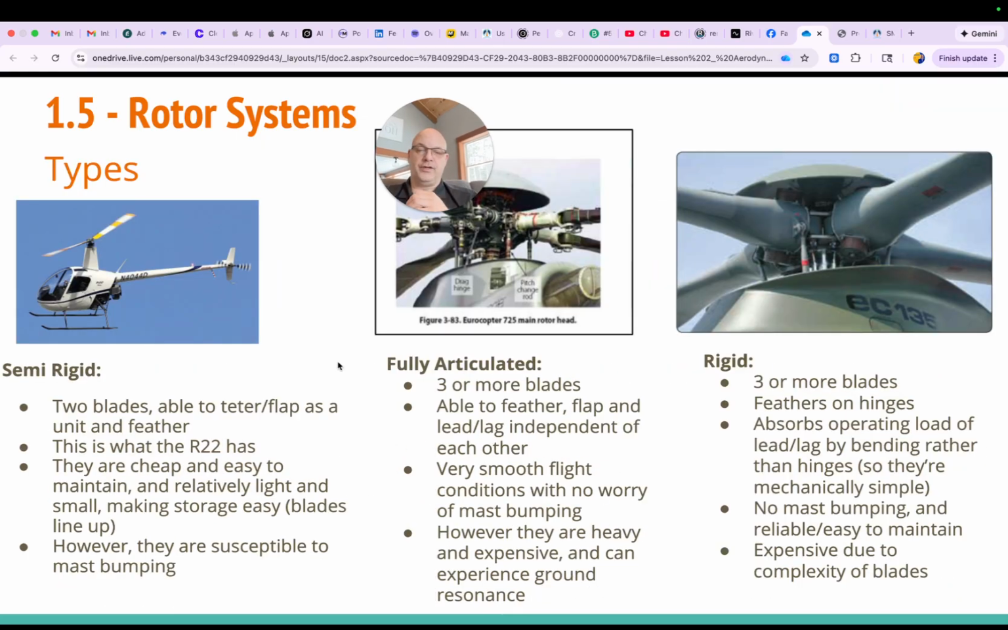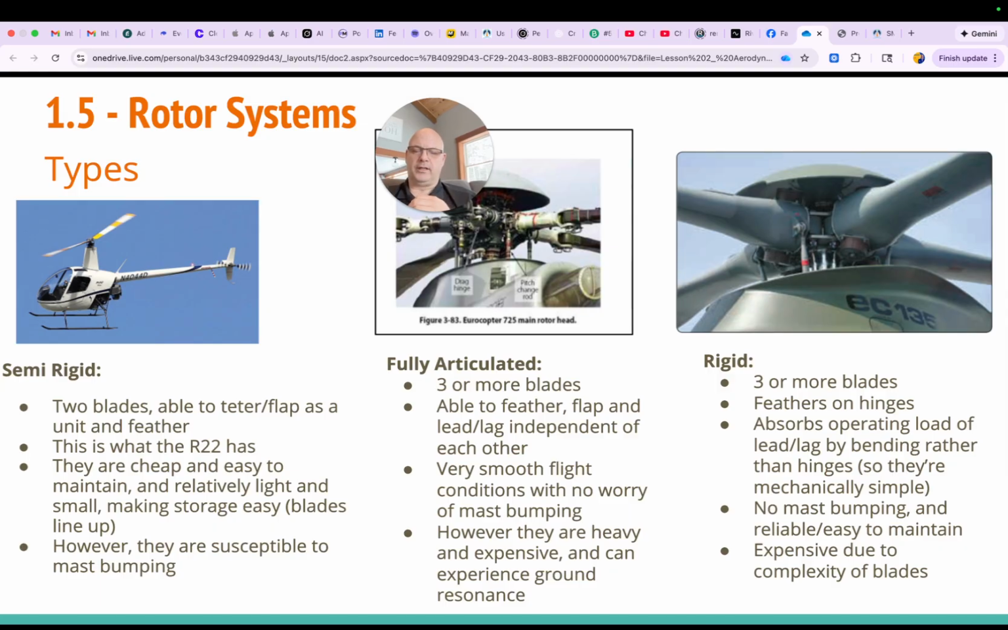So let's look at the three different types that we have here. We have a semi-rigid system, which is in the Robinson helicopters. It's two-bladed. It's able to teeter, flap as a unit and feather. This is cheaper. They're easy to maintain, relatively light and small. It makes for easier storage because it has two blades. The footprint is rather small, but we have to be mindful of a potential of mast bumping itself.